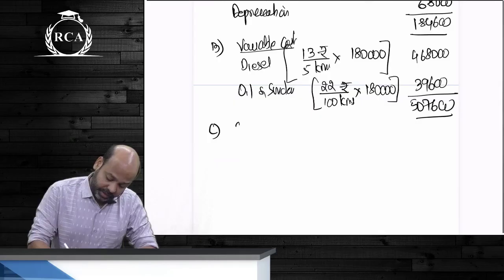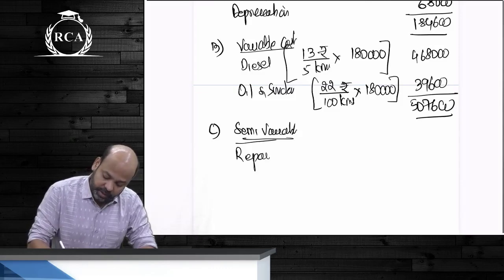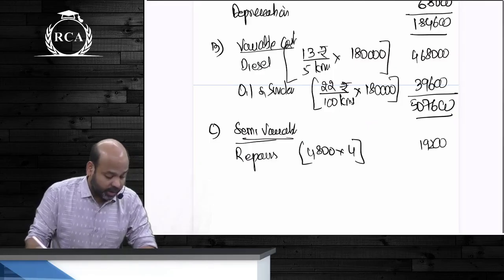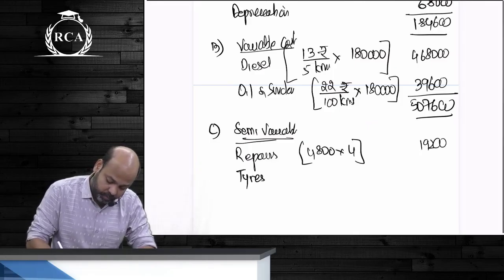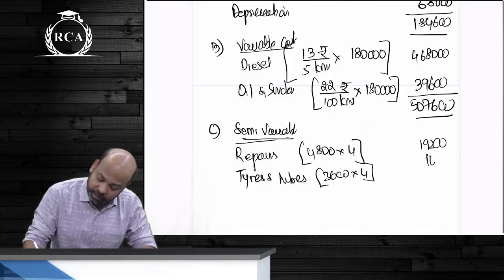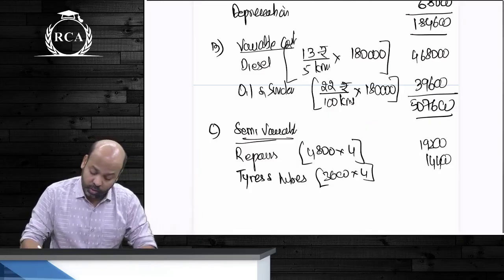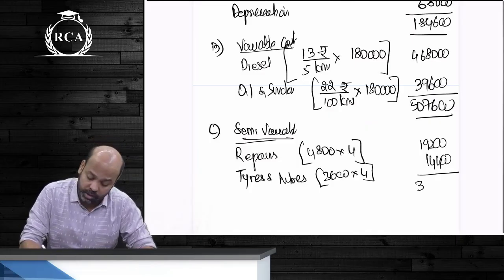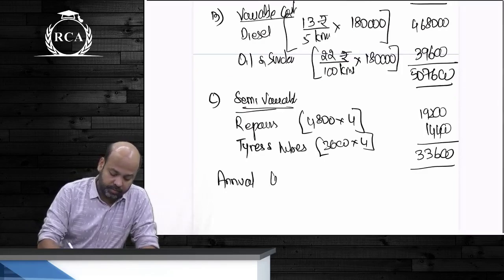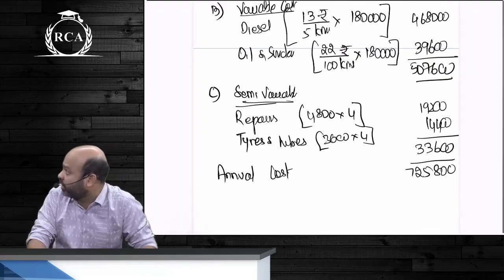How much is your semi-variable expenditure or variable maintenance cost? Repairs are 4,800 per quarter, multiplied by 4 quarters, 19,200. Then tires and tubes are 3,600 per quarter multiplied by 4 quarters, 14,400. Then the total is 33,000. What will be your annual cost now? 7,25,800. All of you please check if you got annual cost of 725,800.